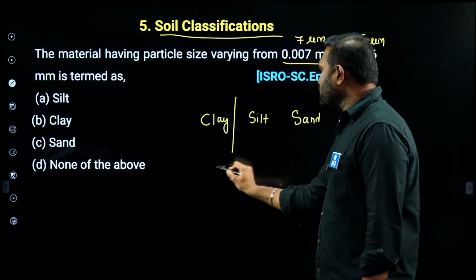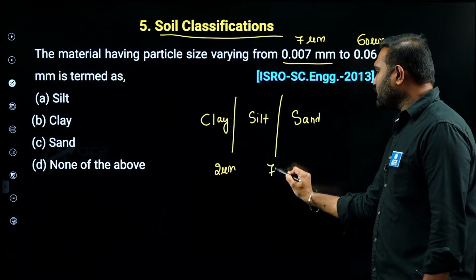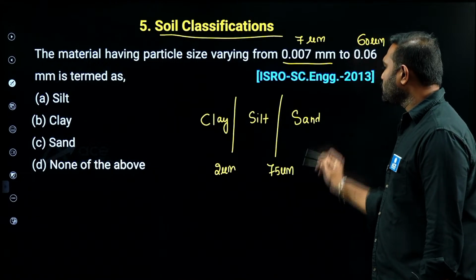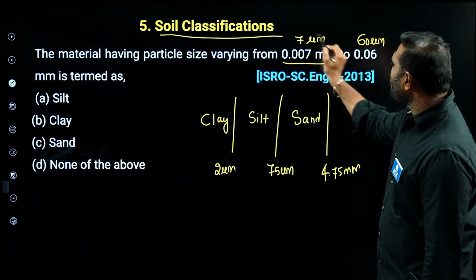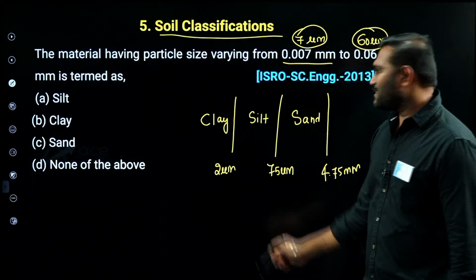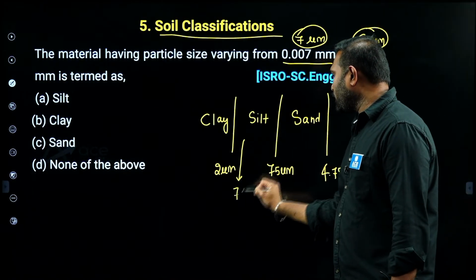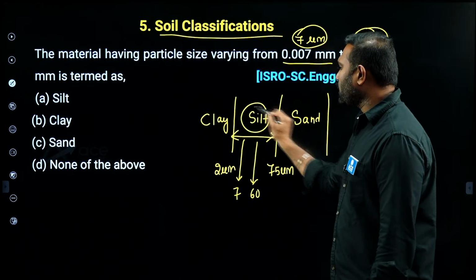So clay maximum size is 2 micrometers. Silt maximum is 75 micrometers. Sand is 4.75 mm. Now the sizes are 7 micron to 60 micron. 7 will be somewhere over here, 60 will be somewhere over here. The answer is falling between this one. The correct answer is what?